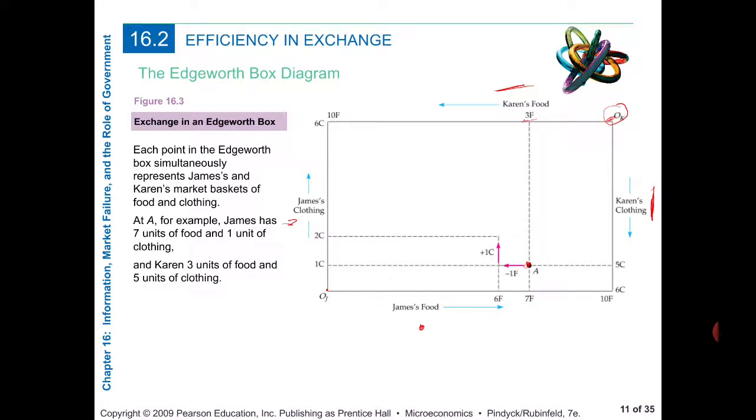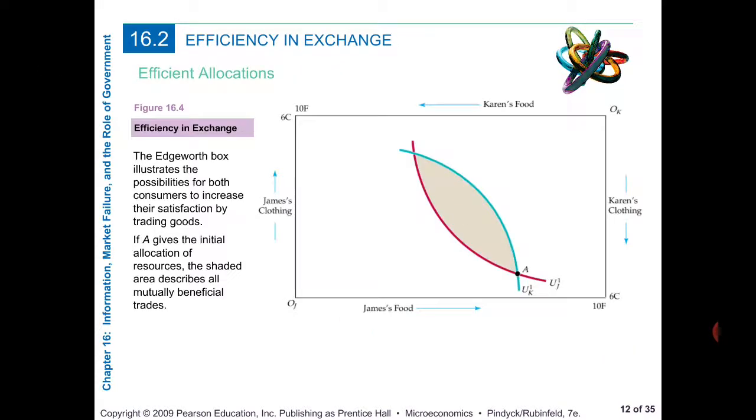And when the trade happened, James sacrificed one and got one. So James arrived at B, and then you can check Karen from her A, she sold one clothing and got one food. So both of them arrive at B. Okay, so we're moving from A to B. Now, that is their exchange. Now we want to check whether that is efficient or not.